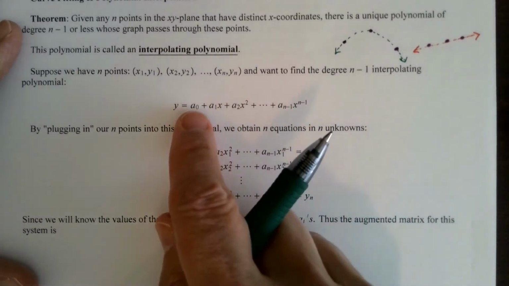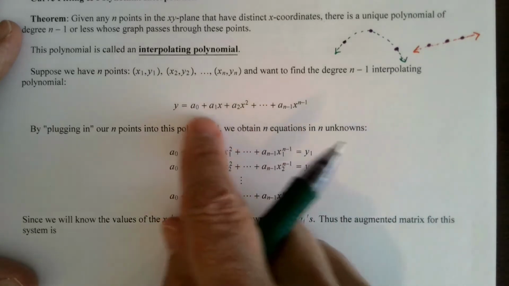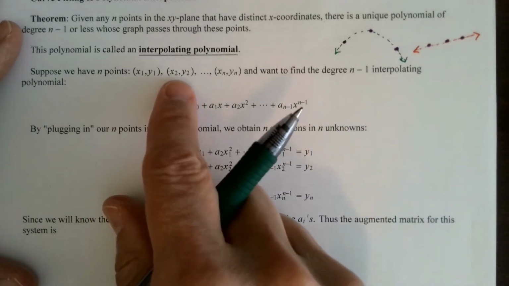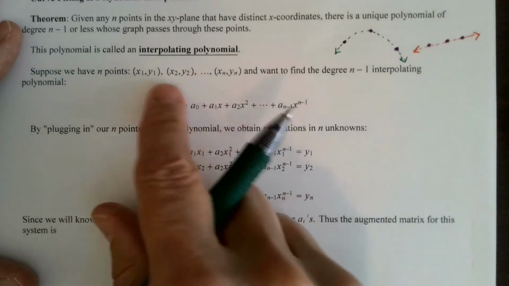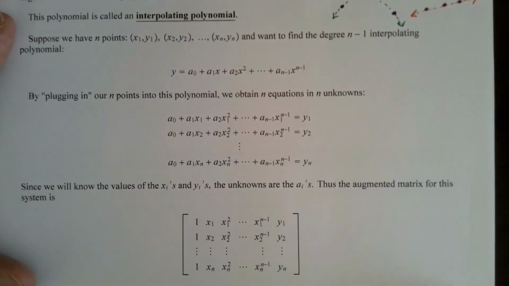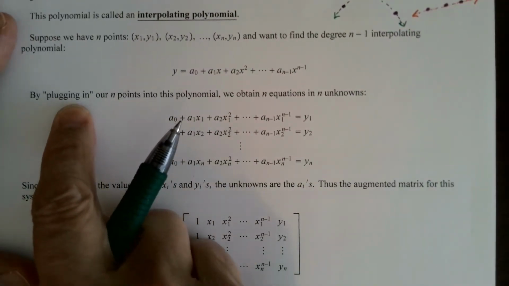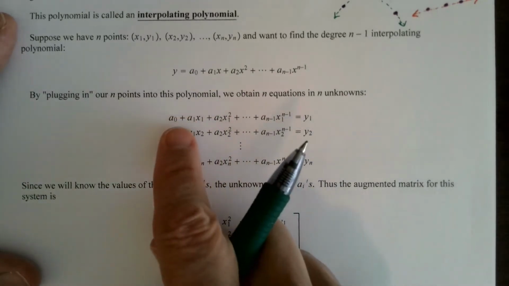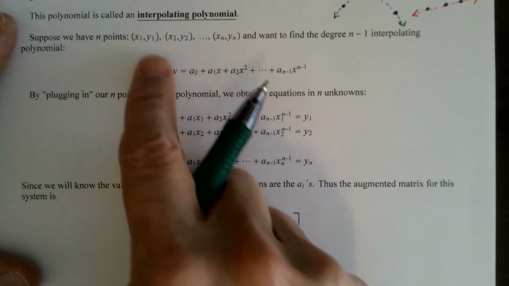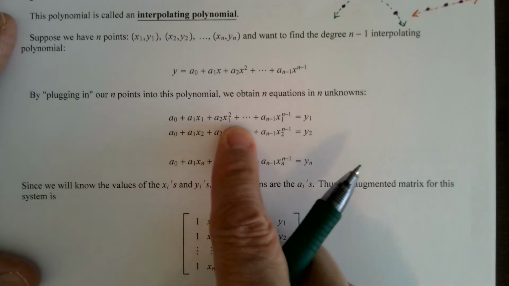And so it's important to know that in this process, the a's are the unknowns. The x1 and y1, x2 and y2, and so on, these are the given points. They are going to be our known values. So what we do is we plug in our n points into this polynomial. So I replace x with x1 and y with y1, and I get this equation.